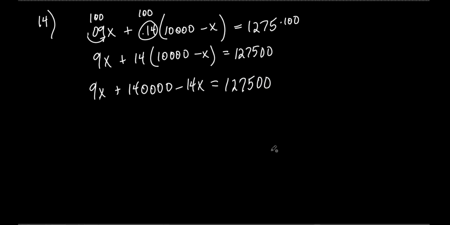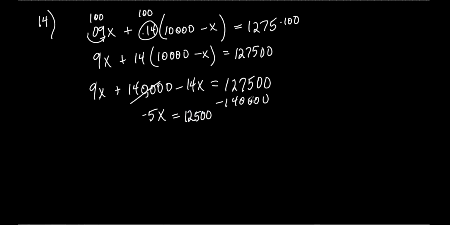And now you just do some math. 9x minus 14x, what's that, negative 5x. Then I'm going to subtract 140,000, and so I'm going to subtract 140,000 from this as well. I'm not going to show it here. You know it's going to cancel out. All right, equals 127,500.